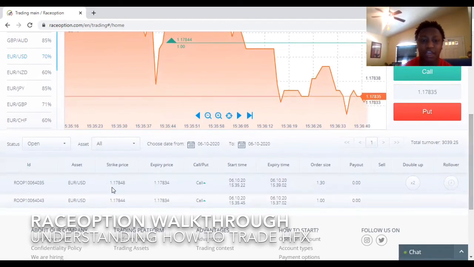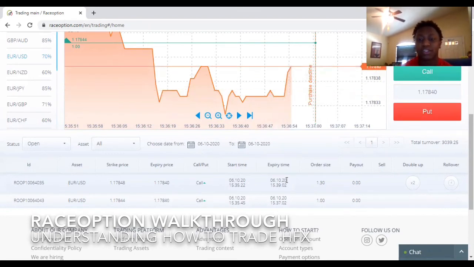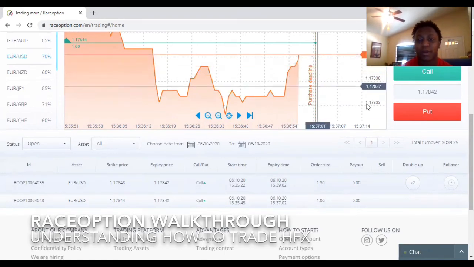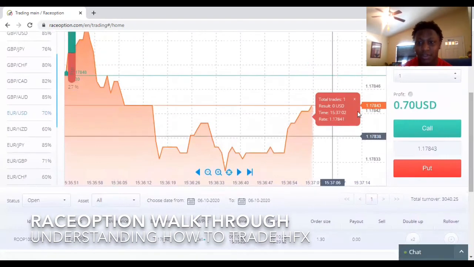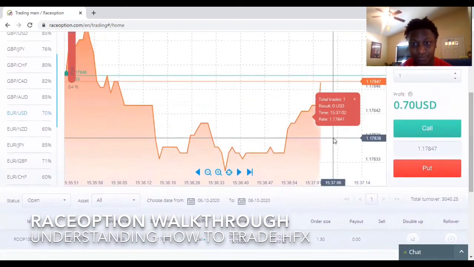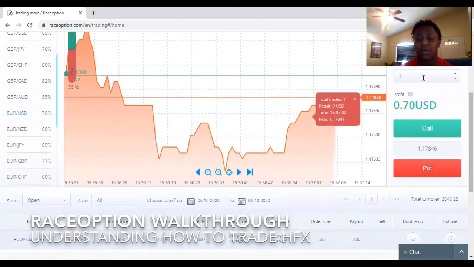This trade closes out in 2 minutes, so we can actually see this play out in real time. You have your strike price here, your currency pair, the Euro USD. We're approaching our price deadline. We enter a buy, which in HFX is called a call. You have your start time, your expiration time, and we are about to take a losing trade right here. This is how it would look if you were to ever lose a trade. It would close out at 0.